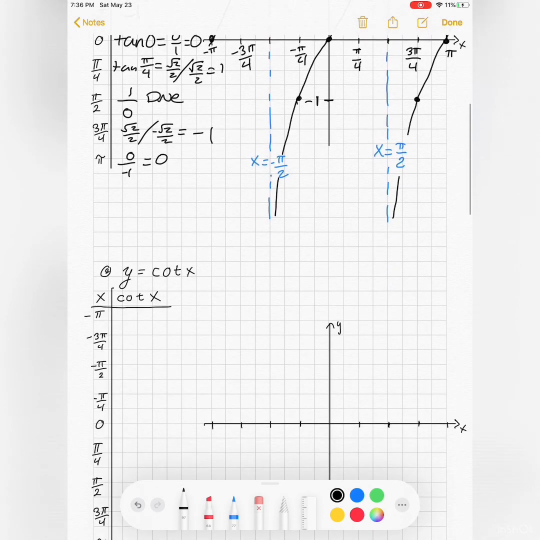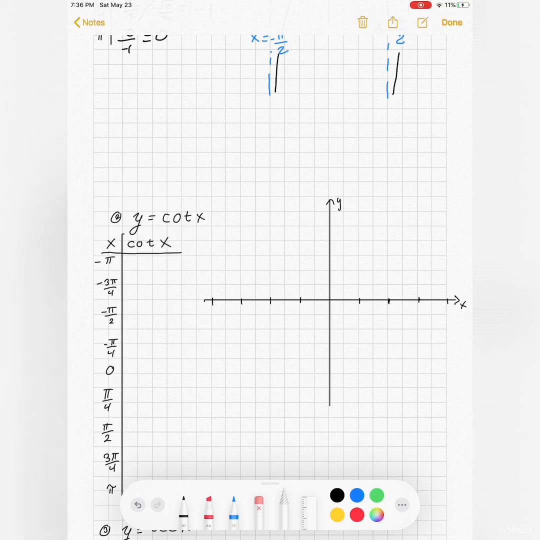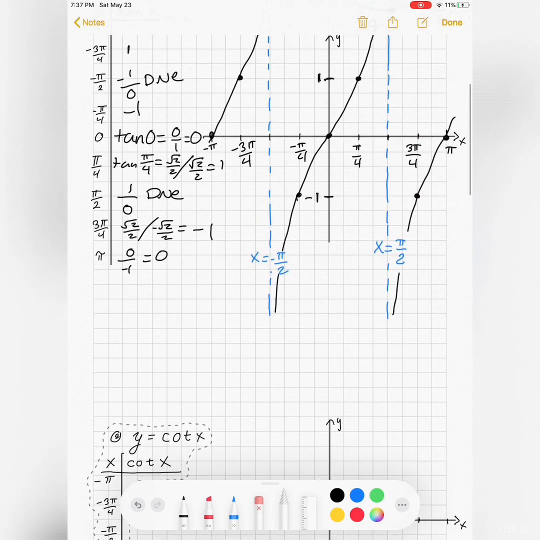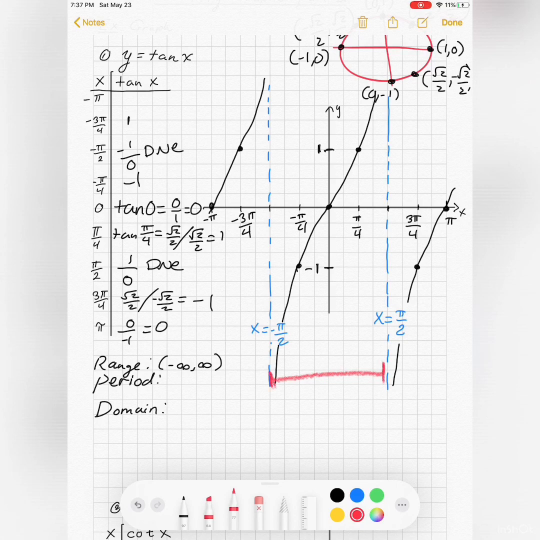So, need more room. At least move that. Okay. Let's see what I can do with this one. Domain. Let's put the range. That's easy. It's all real numbers. Notice the period for tangent is pi, not pi over 2.